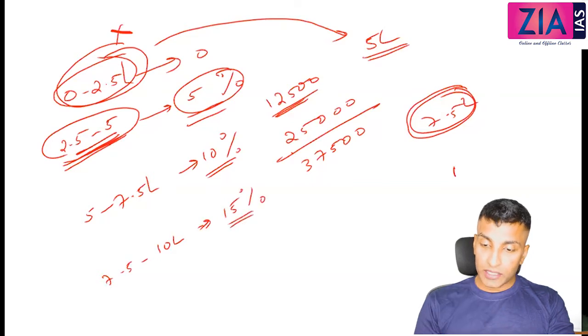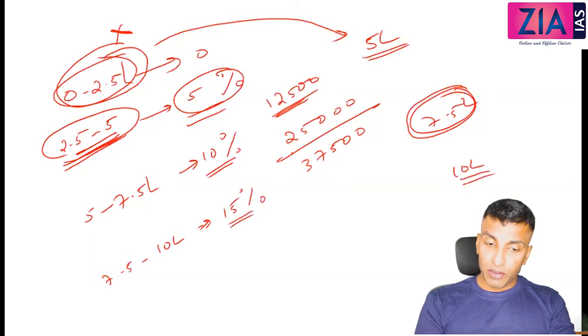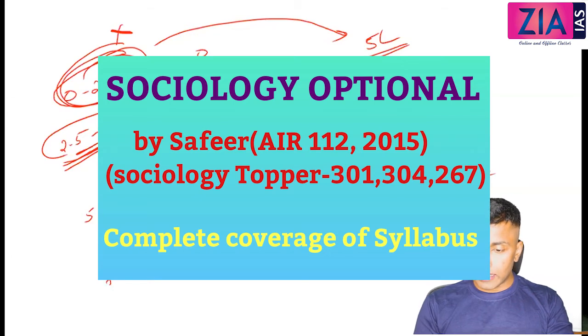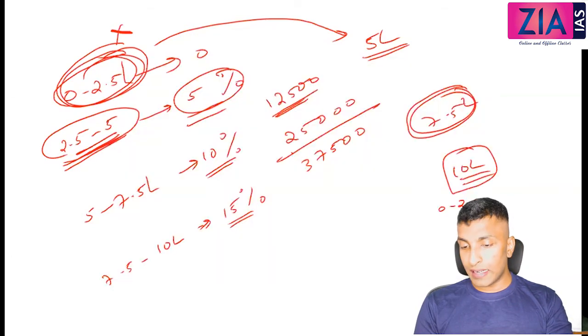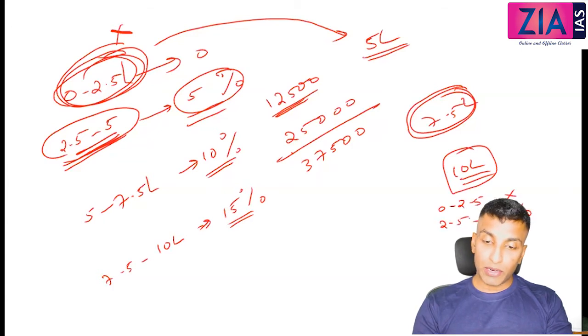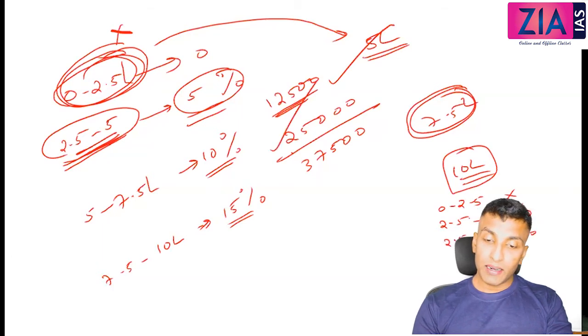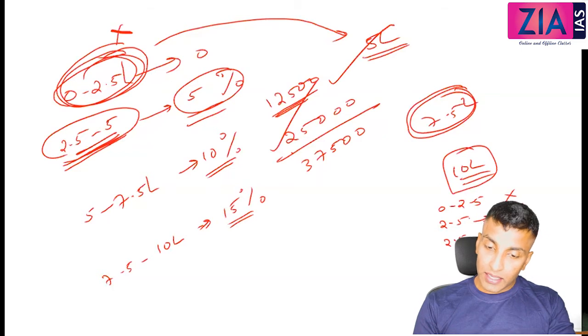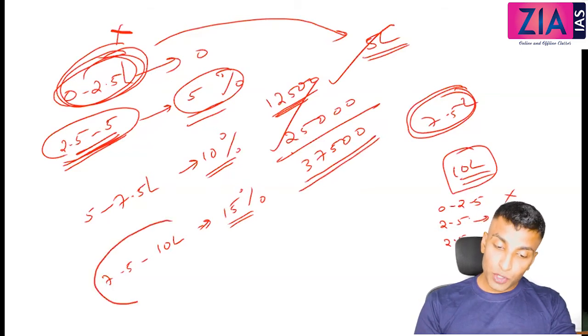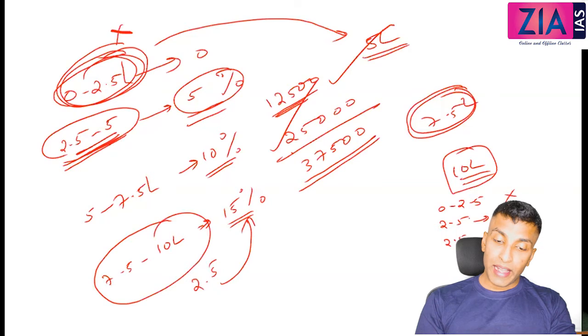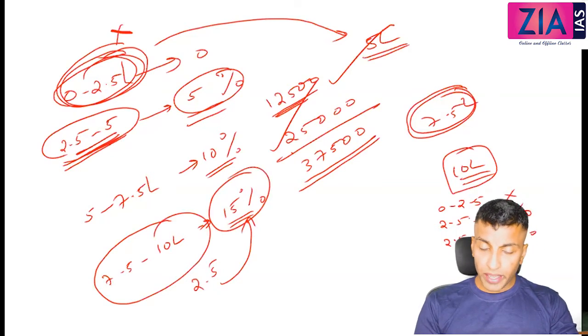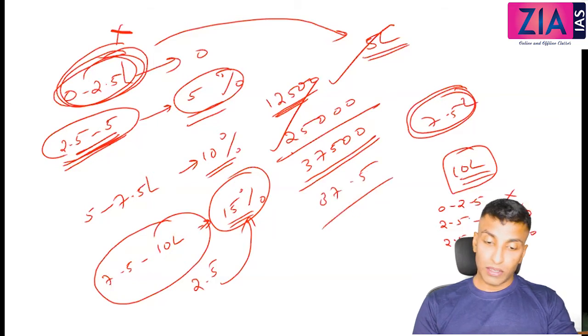Now 7.5 to 10 lakh, it will be 15%. If your income is 10 lakh, the first 2.5 is exempted. Then the next 2.5 will be charged at 5%, so you have to pay 12,500. The next 2.5 will be charged at 10%, so you have to pay 25,000. So first you have to pay 37,500, and then this 2.5 lakh will be calculated at 15%, which will again come to 37,500. So this is what you need to pay in case your income is 10 lakh.